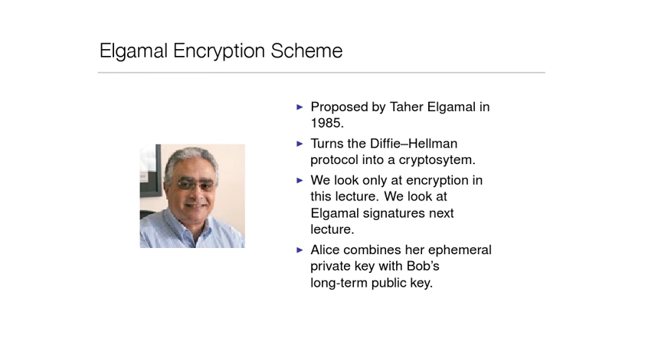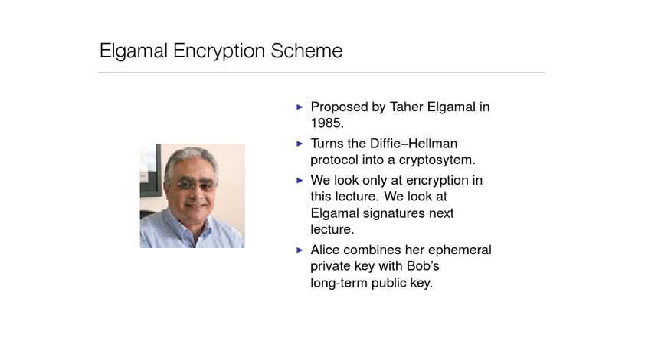This was proposed by Taher Elgamal in 1985. He is an Egyptian cryptographer or mathematician. So he turned the Diffie-Hellman protocol into a crypto system, an encryption scheme. We can look at this encryption scheme in this lecture, but I don't want to go very deep into the computations of the Elgamal encryption scheme, we can just have a slight look at that.